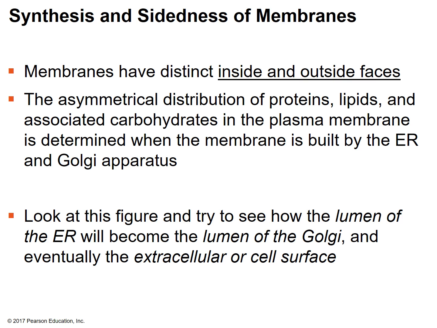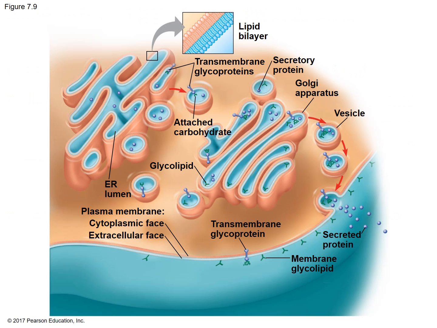So we're going to take a look at this figure, and I want you to make sure that you're looking at the lumen of the ER, how that becomes the lumen of the Golgi, and eventually that extracellular surface. But also keep an eye on what this means for the proteins, the modifications, and their orientation. There's two sides to this lipid bilayer. So we're going to show the lumen side as blue and the cytoplasmic side as pink.